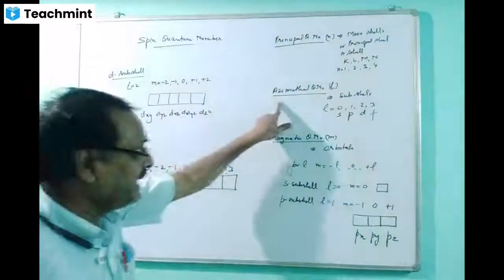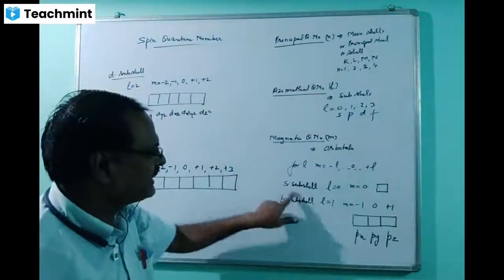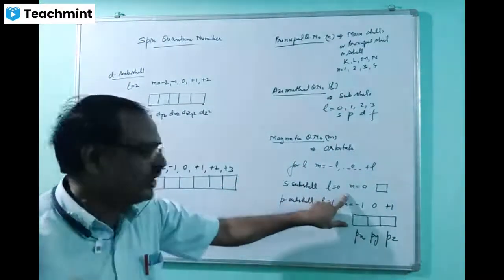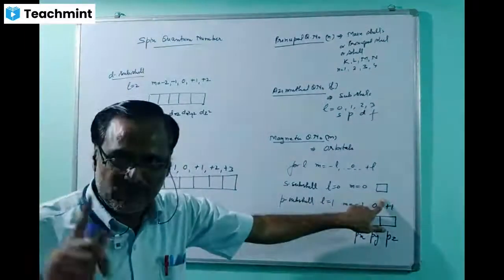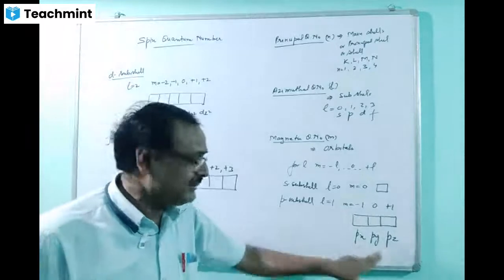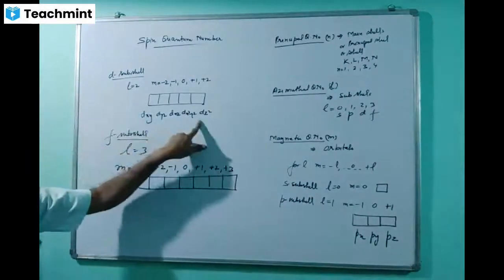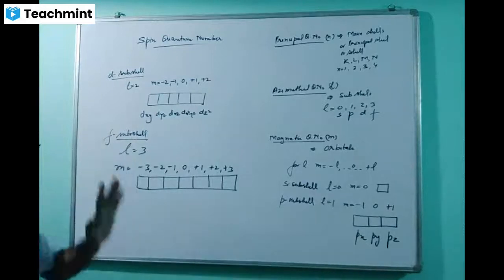Keep this in mind: in the S subcell, 1 orbital, and I have made 1 box here. In the P subcell, 3 orbitals are there, and I have made 3 boxes here. In the D subcell, 5 orbitals are there. And in the F subcell, 7 orbitals are there.